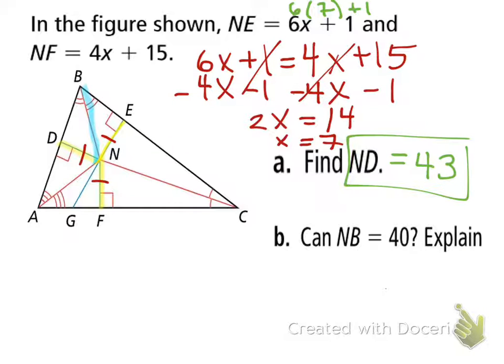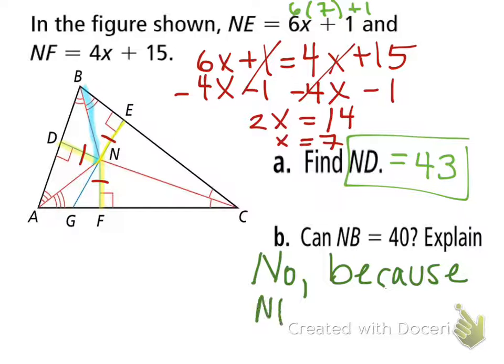Kendall. No, because ND equals 43 and NB is a greater distance away from the point N. Okay, perfect. You were longer winded than you need to be, but it's fine. It's no. Because, let's just dumb it down, NB is longer than ND, so it needs to be a bigger number.